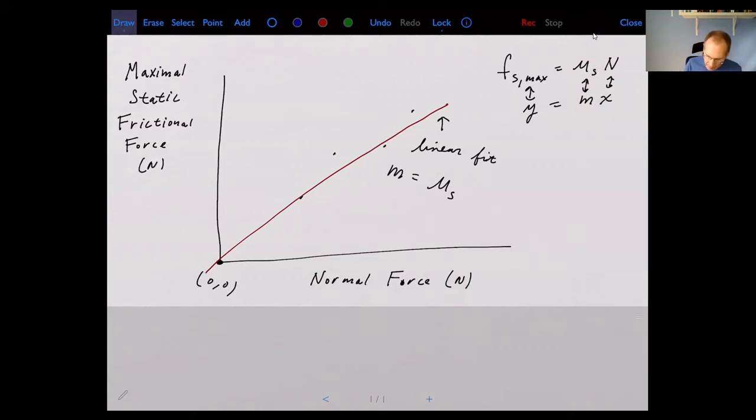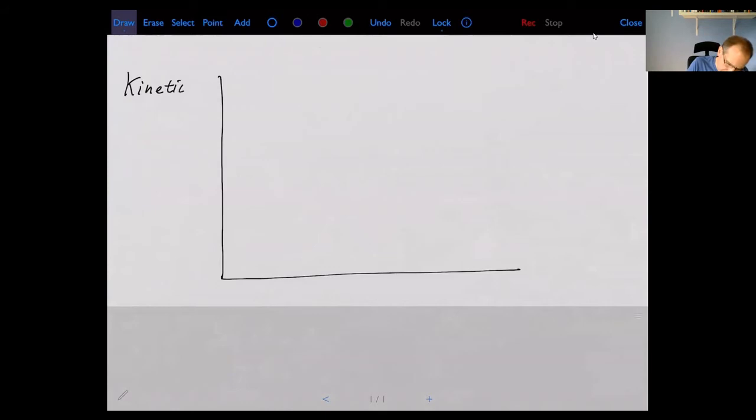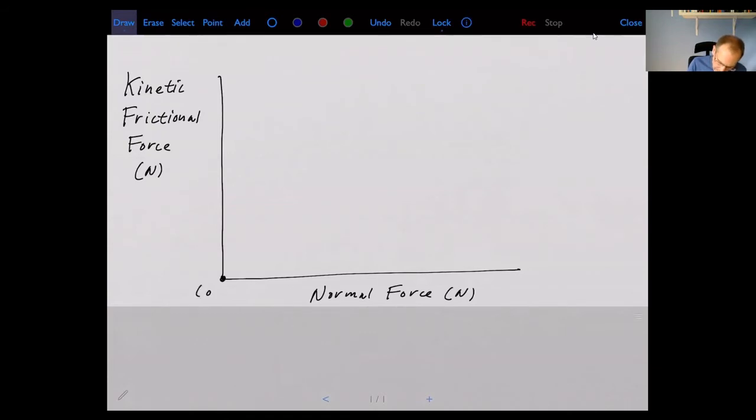And then the second graph is very similar, except now you're plotting kinetic frictional force versus normal force. So in the second graph, you're going to plot kinetic frictional force, which is in newtons, versus normal force, in newtons, again, include 0, 0. Remember, in this case, the equation is very similar. It's Fk equals μk times N. So this should be linear again.